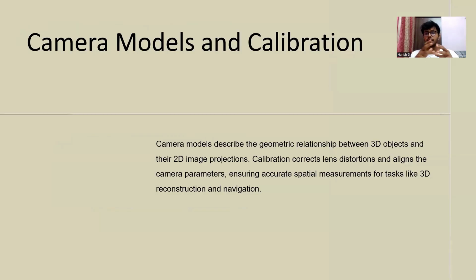Camera models and calibrations. Camera models describe the geometric relationship between the 3D object and the 2D image projection. Basically, the camera models or the calibrations describe the relationship between the 3D object and its 2D image. These calibrations correct lens distortions or aperture corrections and align the camera parameters, ensuring accurate spatial measurements for tasks like 3D reconstruction and navigation.